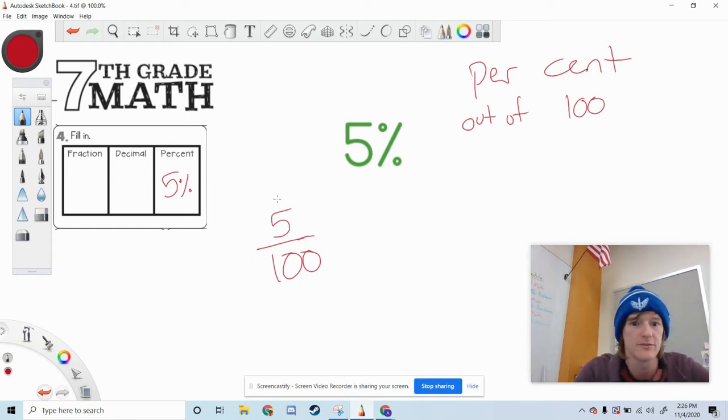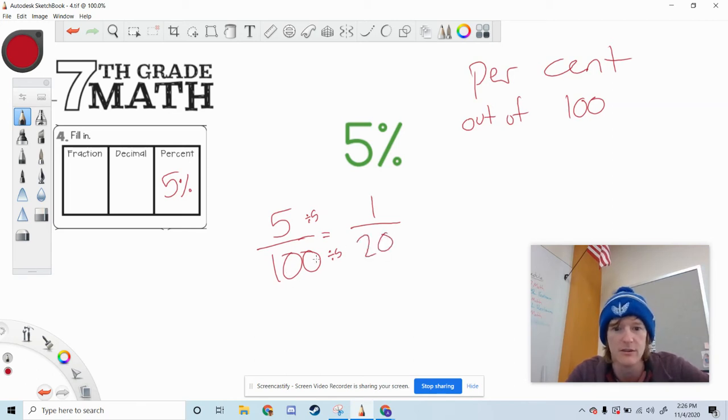So it's 5 100ths. We can simplify this, so we can divide by 5, and we can divide by 5. 5 divided by 5 is 1. I know that 10 divided by 5 is 2, and then we'll just add that extra 0. So that's one thing we can do. We can say 10 divided by 5, unless you just knew it was 20. Fraction would be 1/20th.